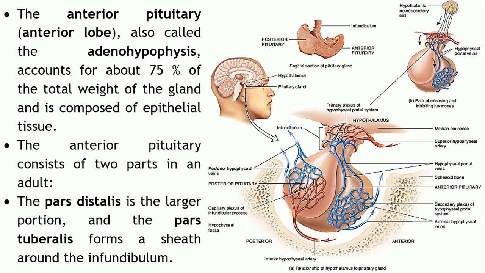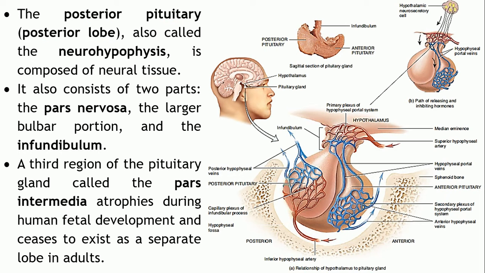Coming to the anterior pituitary, it is also known as the anterior lobe, or adenohypophysis. It is larger in size, as you can see here, these are the two lobes, but this one is larger. It occupies about 75% of the total weight of the gland and is mainly composed of epithelial tissue. It is divided into two parts: the pars distalis, which is the larger portion, and the pars tuberalis, which forms the sheath around the infundibulum over here.